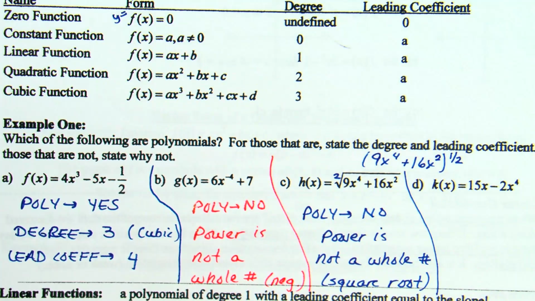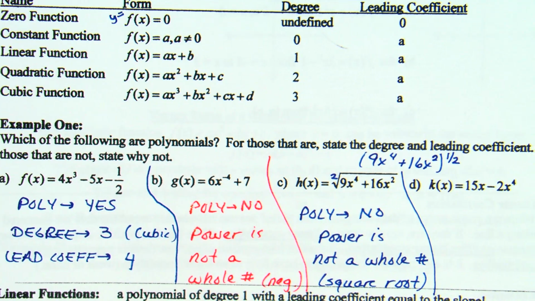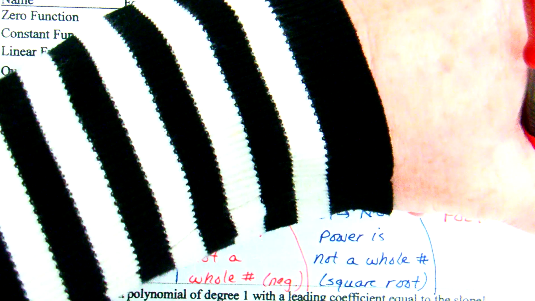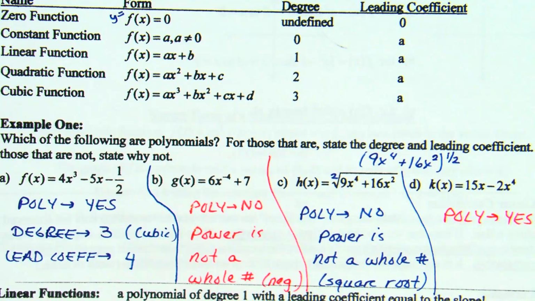Okay. D. K of x equals 15x minus 2x to the fourth. Polynomial? Yes? It's the sum or difference of x values, whole number powers, real number coefficients. Okay. You're just saying yes because you feel like it's about time we have another yes. Okay, but the thing is, you said yes.